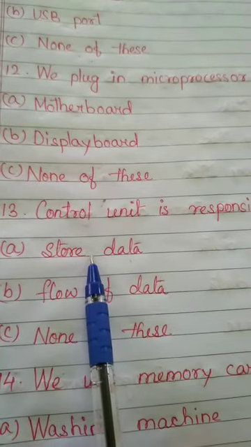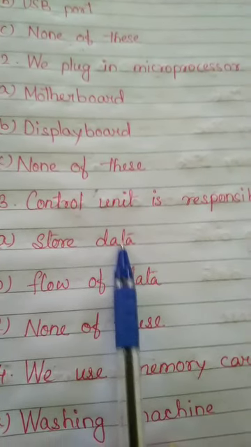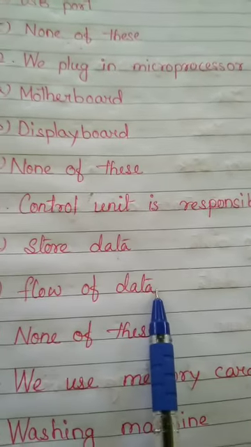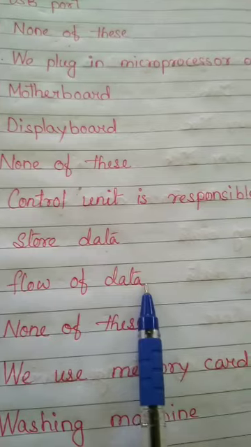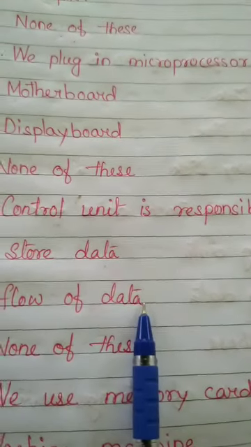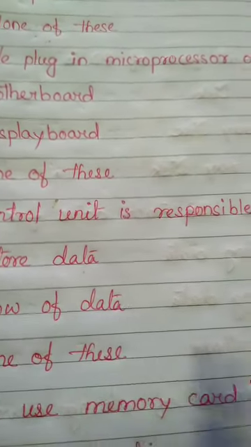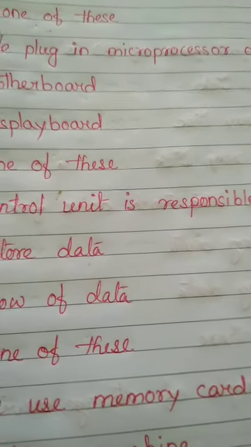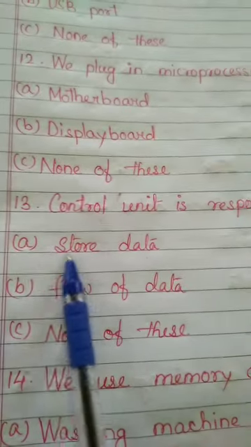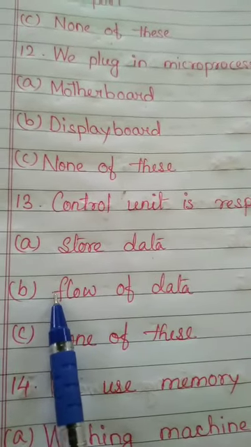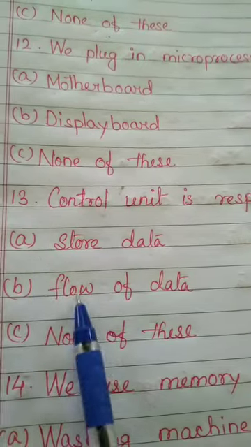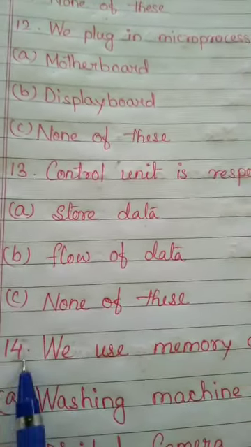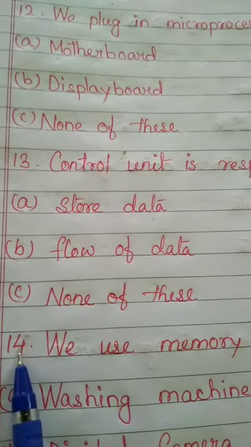Memory unit is used to store data, is not it? And control unit is responsible for the flow of data. It controls the overall transfer of data, is not it? You will get this answer in the page number 12 from chapter 3. Okay? So the correct option of question number 13 is flow of data, option B. Moving to the next question, question number 14.